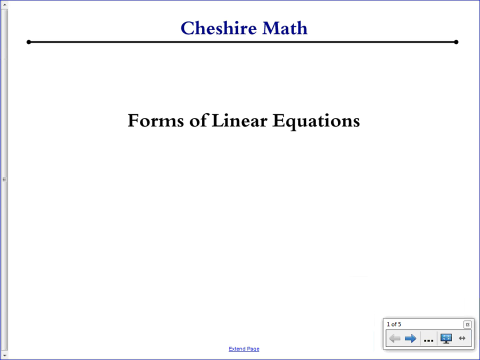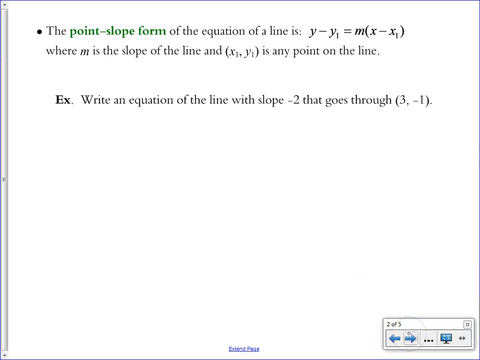This video is about forms of linear equations. The point-slope form of the equation of a line is shown up there: y minus y1 equals m times parentheses x minus x1. So m stands for the slope of the line, and x1, y1 is any point that's on the line. If they give you a point, or if you're looking at a graph, you can use any point to replace x1 and y1 in the equation.